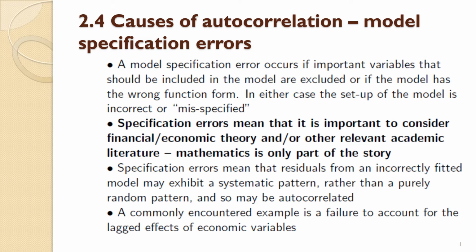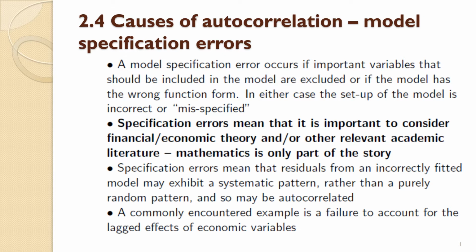So it says here in the middle that specification errors mean that it is important to consider financial or economic theory and/or other relevant academic literature, so that any mathematics and statistics that you use is only part of the story. And this is the bit I wanted to emphasize in this lecture. The thing to make sure you do as part of MSc dissertations is to try and base things on the relevant academic literature if you're not sure, so that again the emphasis here is on communication and that people can track your thought processes back to referencing the established academic literature.